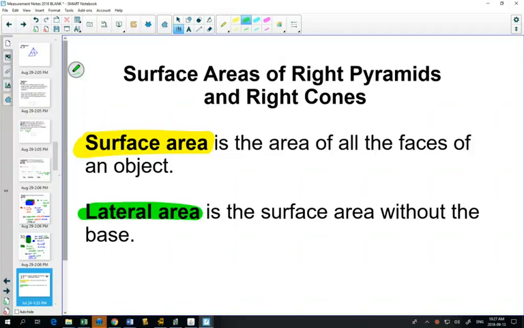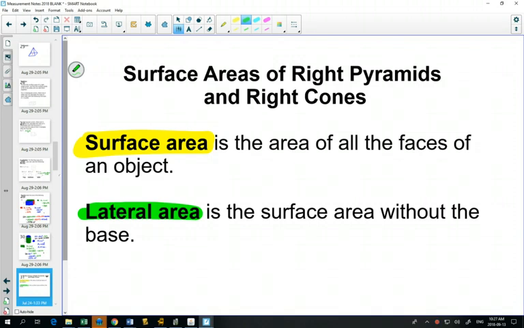If the great Pharaoh of Egypt said, you know what, I'm tired of my pyramid being yellow, I want it to be painted blue, this would be a situation where you'd say, we're going to just do the lateral area because we do not need to paint the base. The Pharaoh will never know, right?